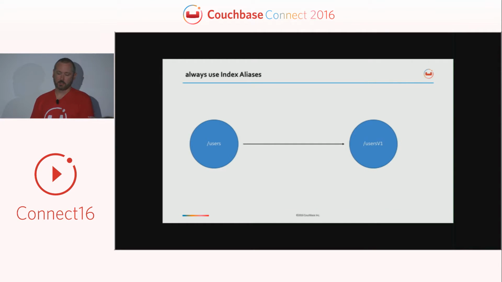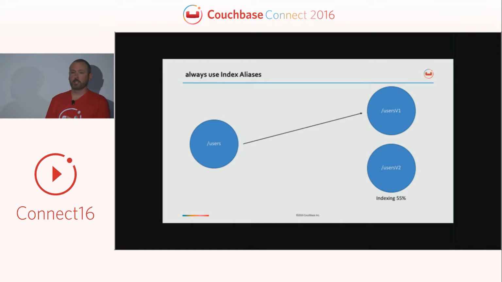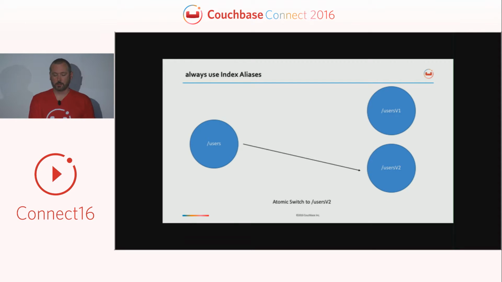To illustrate it, let's say we had a bucket called users, and we have an index corresponding to that. We would build a physical index behind the scenes called users v1, and then create an alias called users, which points to that. We design our application to do all its querying against that alias. Now when you realize you need to make a change, you start building users v2 behind the scenes. Meanwhile, that's indexing in the background. No problem. Your application is still querying users. But when it's done indexing, you can do an atomic switchover.